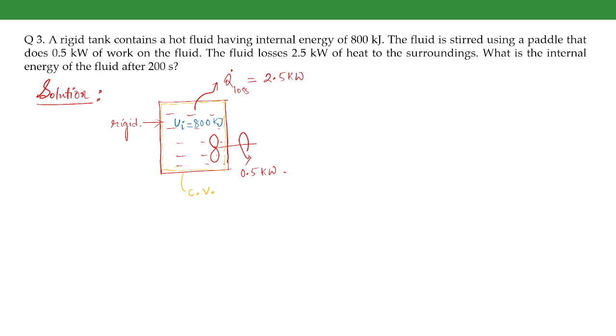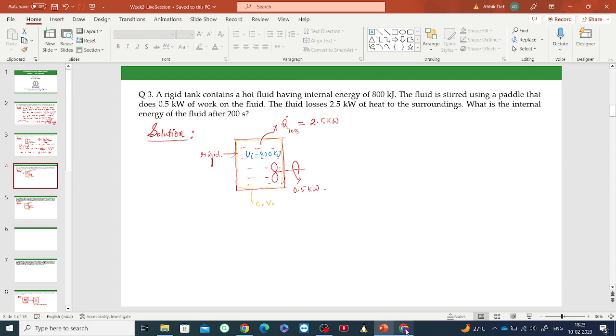So here we are given a rigid tank which contains a hot fluid that has an internal energy, initially 800 kilojoule. Now the fluid is being stirred by a paddle, which does 0.5 kilowatt of work on the fluid, that is, it does 0.5 kilojoule of work per second. Now the heat lost from the system is 2.5 kilowatt, that is, it is losing 2.5 kilojoule of heat per second.